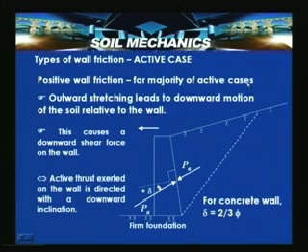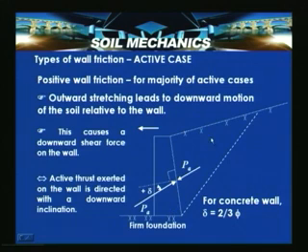Let us look at positive wall friction. This is for the majority of the active cases in Coulomb's theory. This is a cross section of the wall which is shown here, and this is the backfill surface, which is inclined, and this is one of the assumed failure surfaces. As the wall moves away from the backfill, the wall is assumed to rest on a firm foundation.